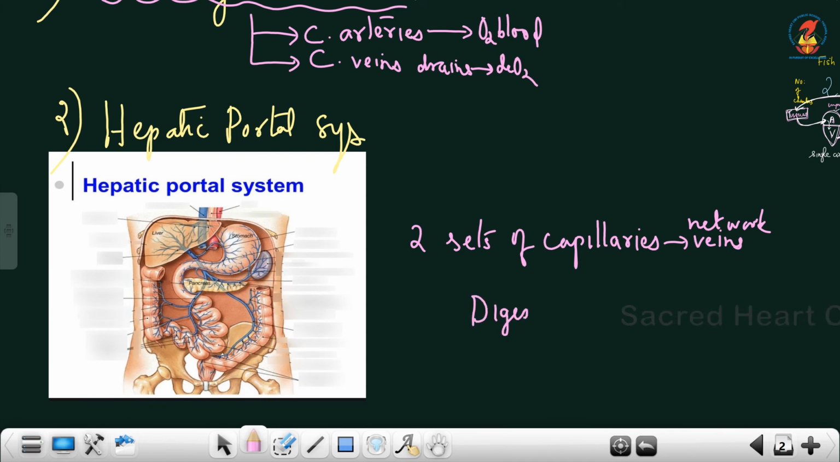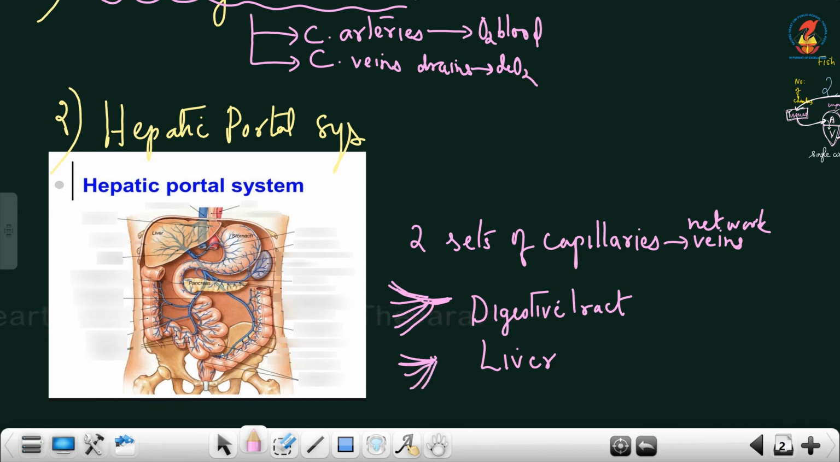So, one system is draining the blood from the digestive tract, and another system of capillaries is draining the blood from the liver. What blood? The deoxygenated blood. So, there is a network of venules draining from the digestive system and a network of venules draining the blood from the liver. There is a common vein coming out from the liver and a common vein coming out from the digestive tract, and these two veins unite to form a common vein called the hepatic portal vein.